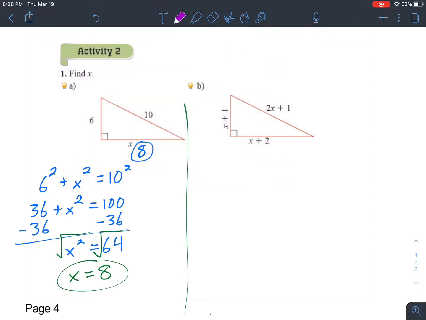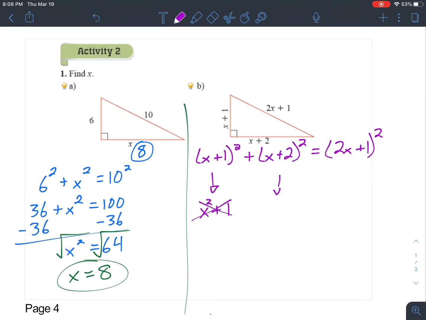Okay, now for the second one. So we need to square all 3 of the sides as part of the Pythagorean theorem. So we know first that we're going to have (x plus 1) quantity squared plus (x plus 2) quantity squared, and that's equal to (2x plus 1) squared.